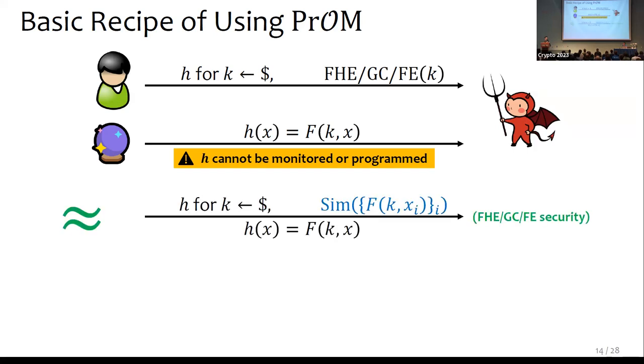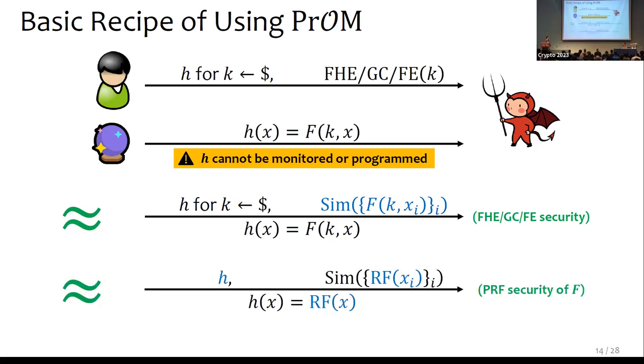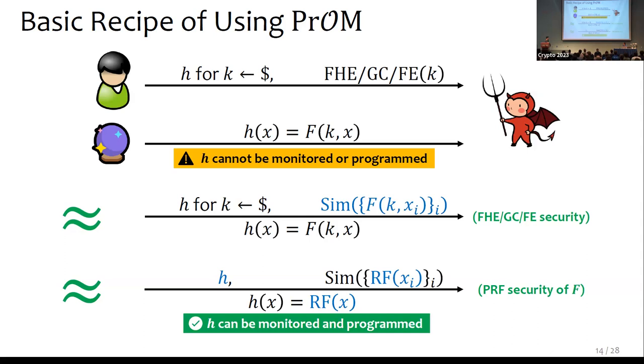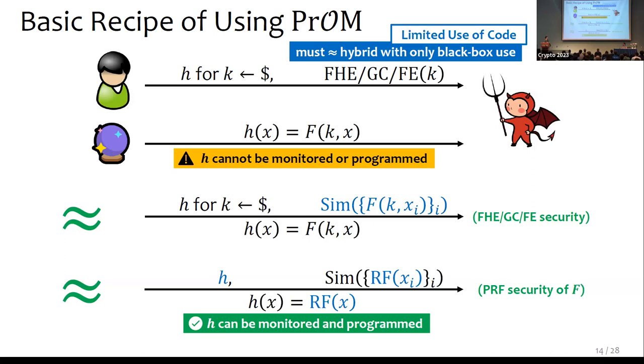So we can invoke the security of the primitive to enter a hybrid where the part about the key is simulated using various evaluations of this PRF. And since the key is no longer directly used, we can invoke the PRF security and convert this function into a random function. And in this hybrid, we can monitor and program the oracle because it's a random oracle now. And from this basic recipe, you can also see that we can only use the code in some limited ways. In other words, it must be indistinguishable to a hybrid where there's only black box use.